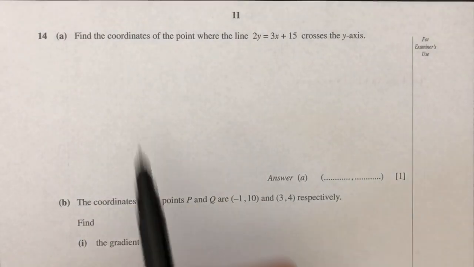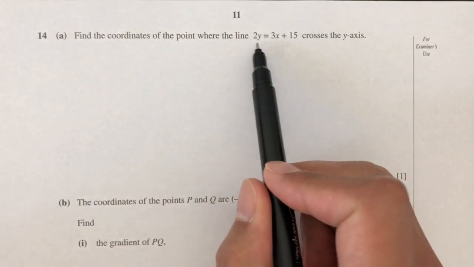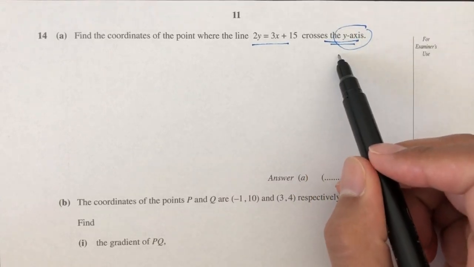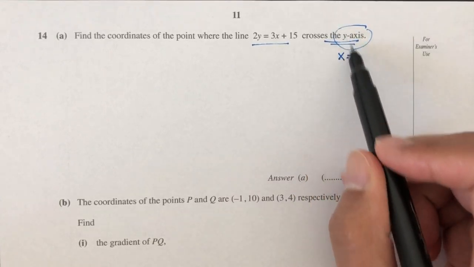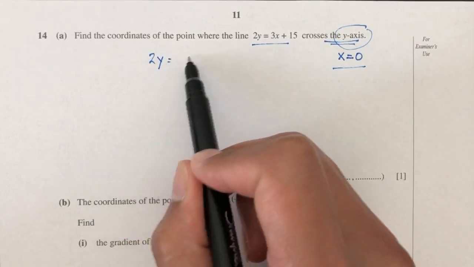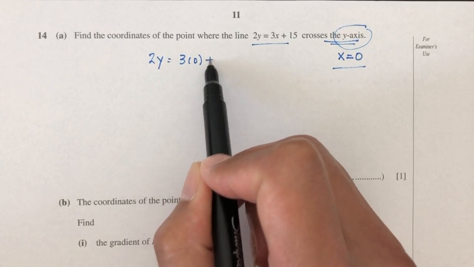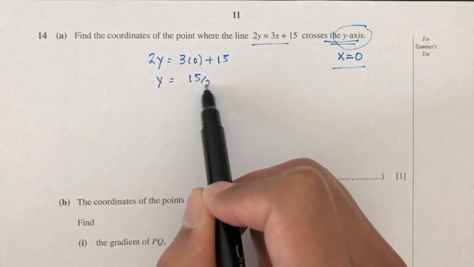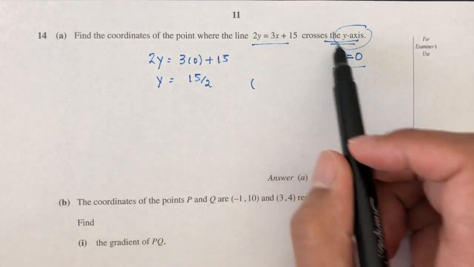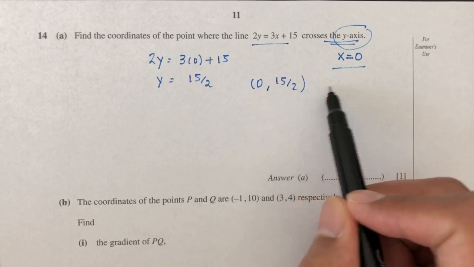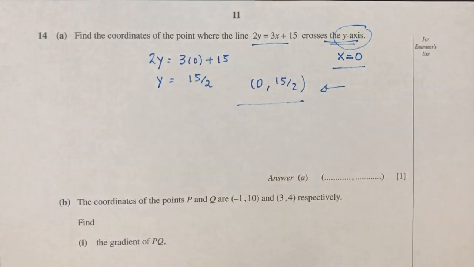Question number 14, find the coordinates of the point where this line crosses the x-axis. You have to know that at the x-axis we have y equal to 0. So basically we have to replace y by 0, and x plus 15. That will be x will be 15 over 2. So the point of intersection will be 15 over 2 and 0. That is your answer for part A.